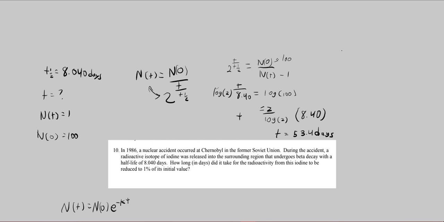I plug in values here. This is 100 over 1, and that's easy math because that's just 100. So then in order to get rid of this 2, you take log of 2 here and log of 100 here. At that point, we're reduced to T over T half-life equals log of 100 over log 2. And then I multiplied by 8.04 over, because we know that's the half-life. And then for your answer, this is what you get.